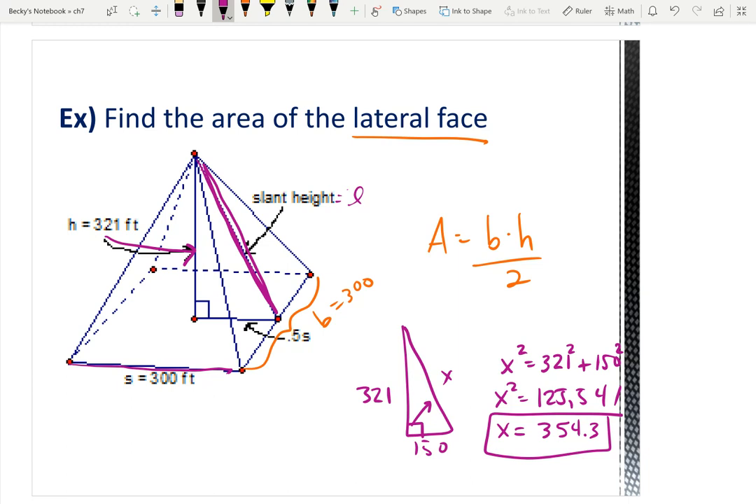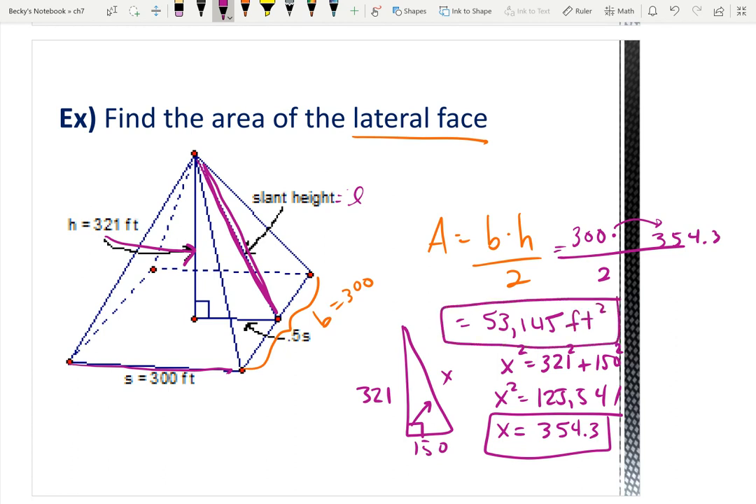So now to complete this problem, I'm going to take 1/2 times base times height. So my height and my base is 300 times, and I'm running out of space. Let's go over here. 354.3 all over 2. 300 times 354.3 divided by 2. So I get a final answer of, and it's a big answer, 53,145 feet squared. And that's just for one lateral face.